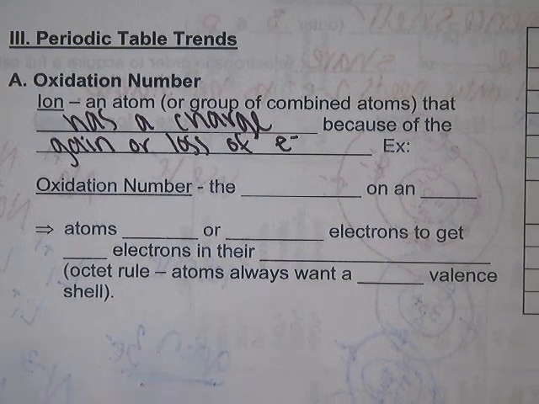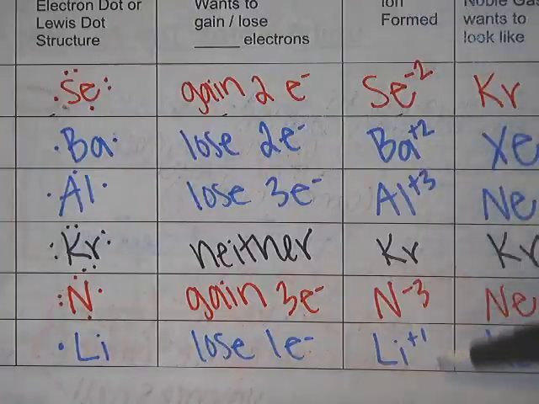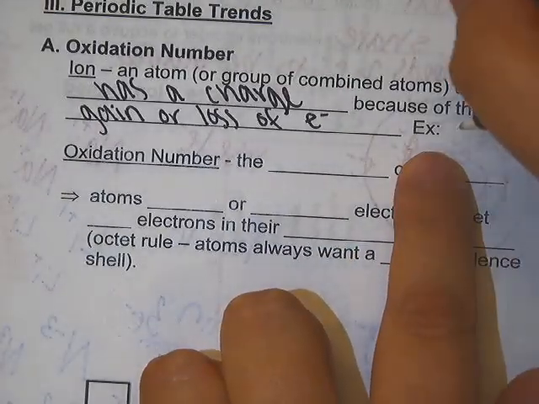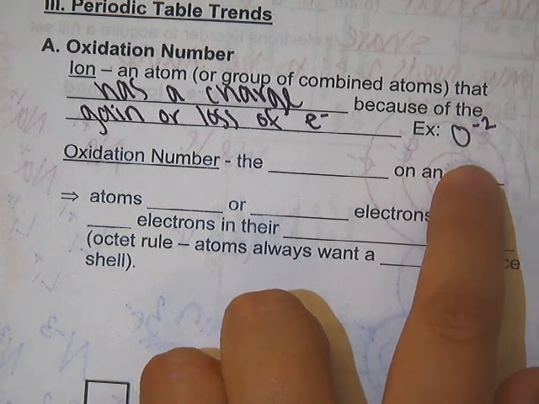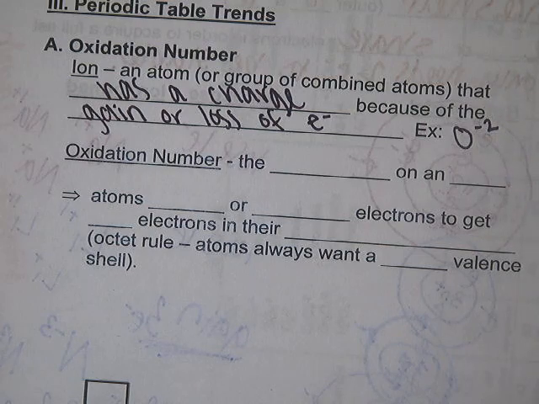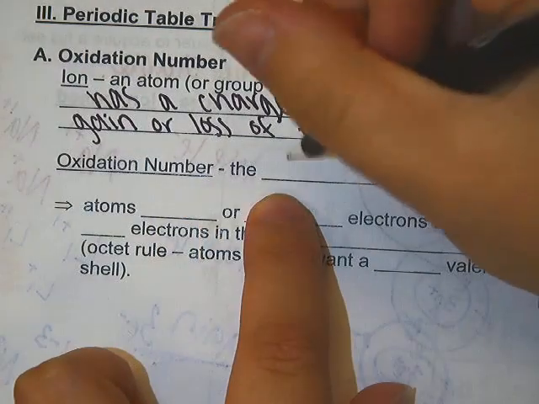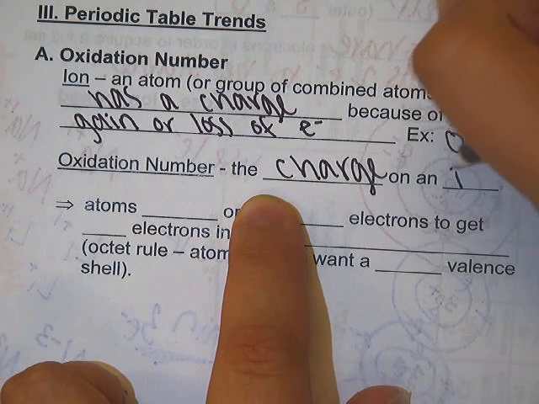And so for example, any of these that we wrote would be examples of ions that formed because we gained or lost electrons. Another example would be oxygen with a -2 charge. It got that -2 charge by gaining 2 electrons. And then the oxidation number, again, is just the charge on an ion.